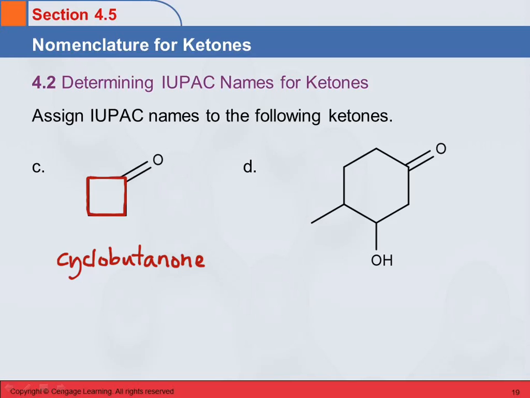Letter D, we have 2 different functional groups here, don't we? Here we have the carbonyl group making it a ketone, and here we have an alcohol. Which one is more important? The ketone. So we're going to name this as a ketone. So this right here is cyclohexane. So that would be cyclohexanone.